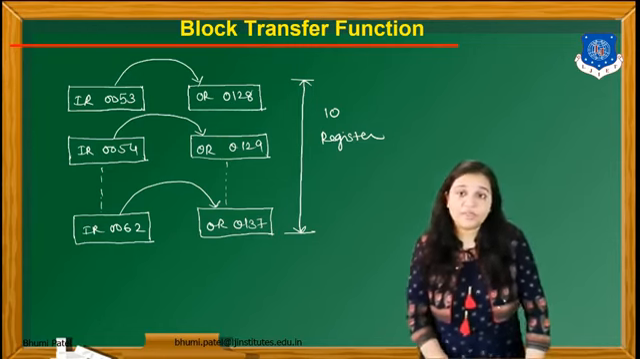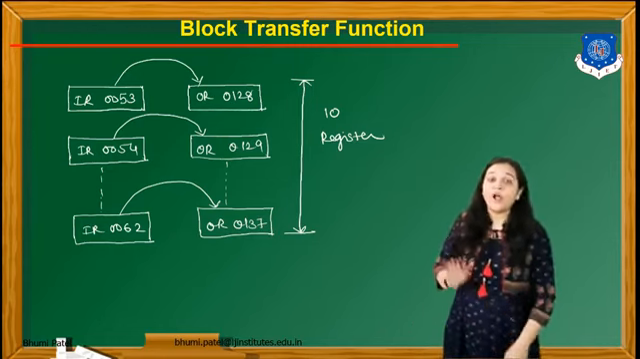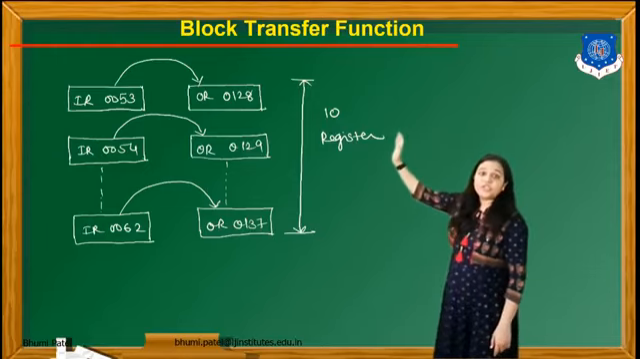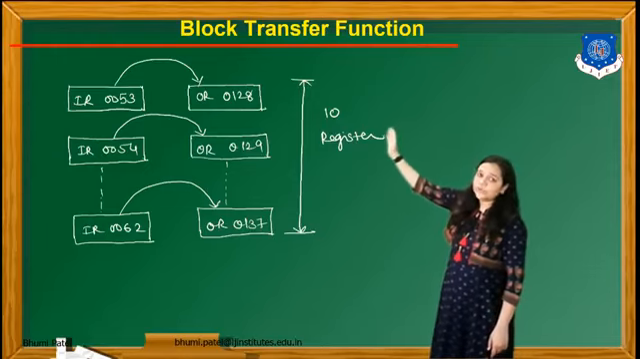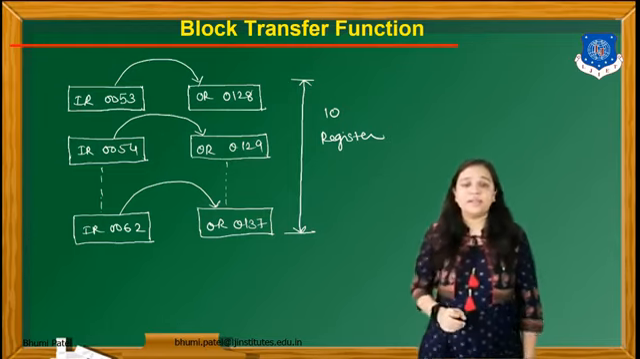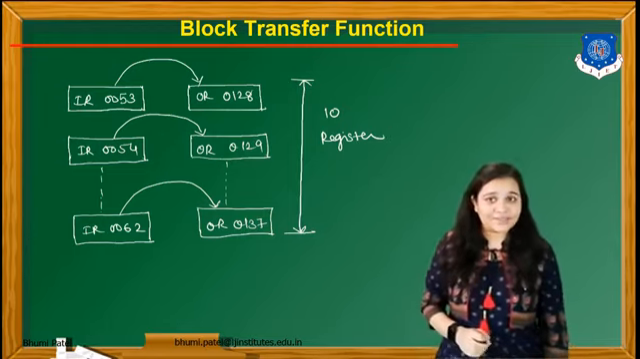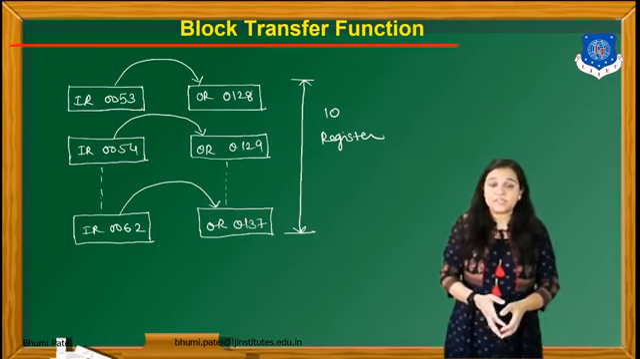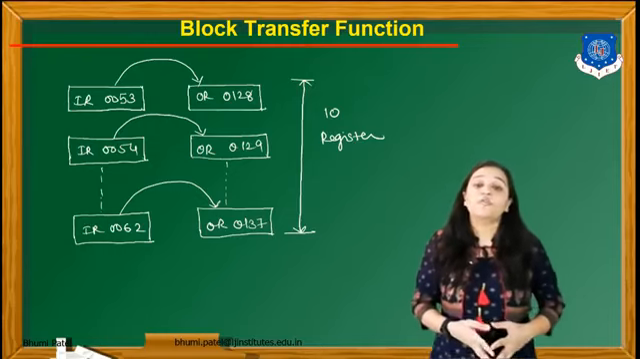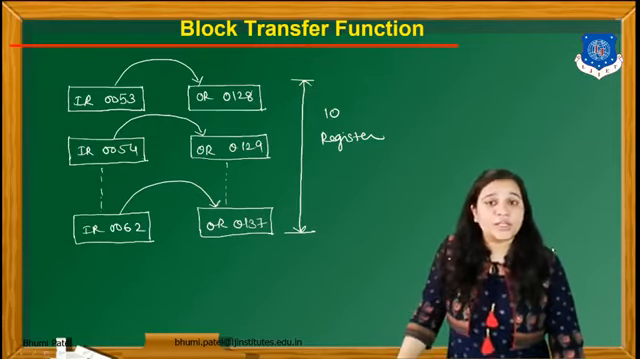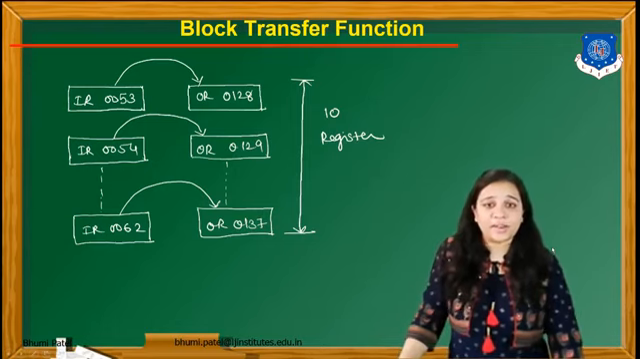In the move function we can transfer only one register. That means IR 0053 is my source address and OR 0128 is my destination address. But if we have to transfer 10 registers at the same time, we have to use the block transfer function. So what is the ladder diagram for the block transfer function?